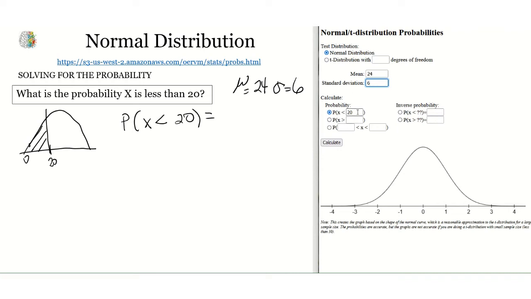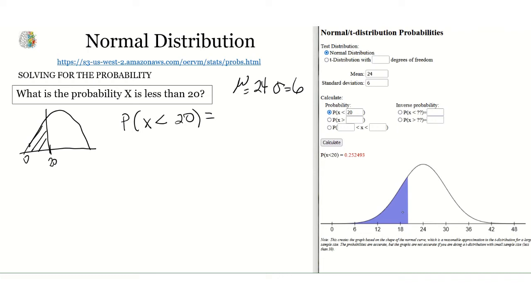I'm going to use this first box because I'm looking for values of x that are less than 20. Then I hit the calculate button and it's going to give me the graph. The shaded part is going to show me the percentage, and this in red is going to give me my answer. And it's going to give me my percentage written as a decimal. If I'm rounding to 4 digits after the decimal, then my answer is going to be 0.2525. And this is the same as saying that I have a 25.25% probability of finding that my x value is going to be somewhere between 0 and 20, or my x is going to be less than 20.